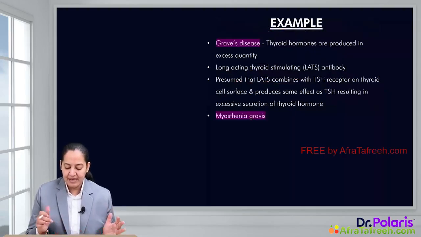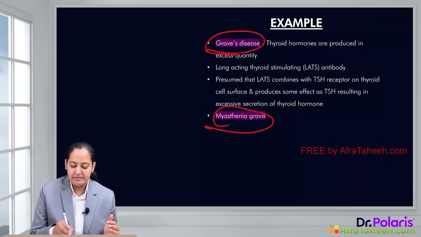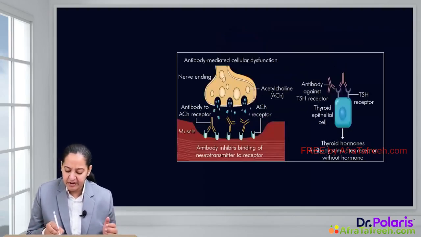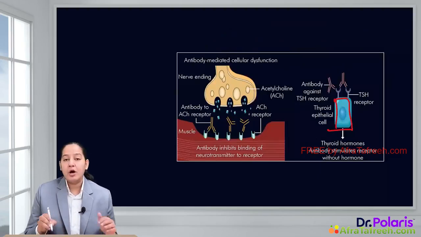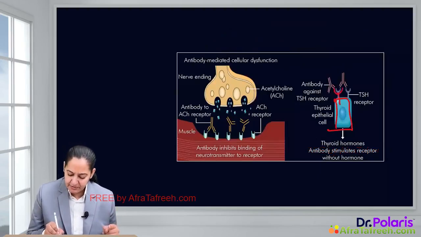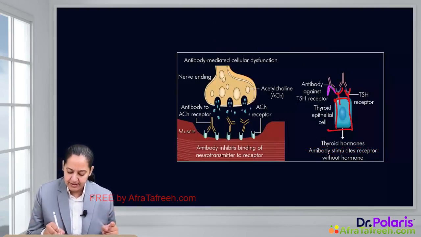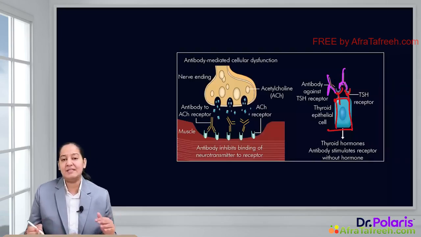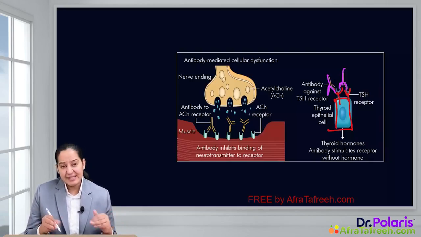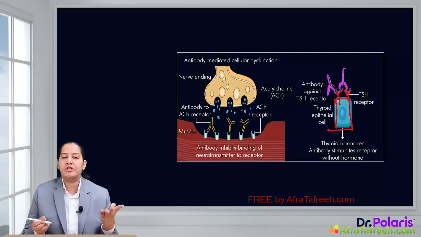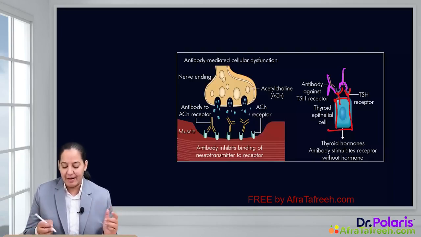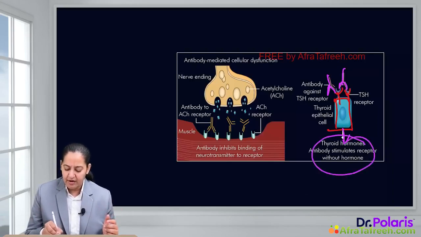The examples here are myasthenia gravis and Graves disease. You can see here in Graves disease, this is a thyroid cell. On the surface of the thyroid cell, the TSH receptor is present. So antibodies are formed against the TSH receptor. When antibodies bind with the antigen, that is the TSH receptor, instead of killing this cell, they cause stimulation of the cell in the same way as TSH binding. So it will cause secretion of the thyroid hormone, which leads to hyperthyroidism. So this is the example.